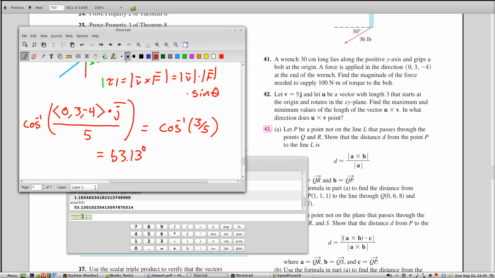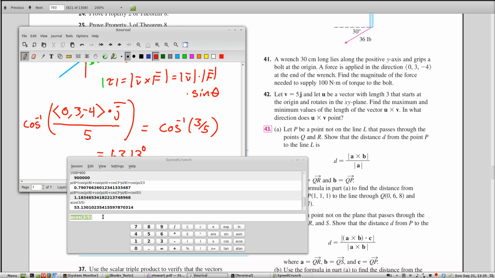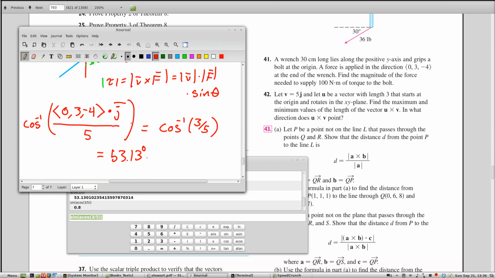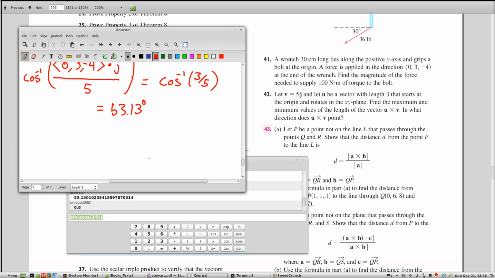Now we need to take sine of this angle, because that appears in the formula for the magnitude of torque. So let me just get sine into the mix here. I'm not sure what just happened. So I want to take sine of inverse cosine of 3/5, and that is 0.8. That's a nice number. That must be why they use that number. So now we know that sine theta is 0.8.